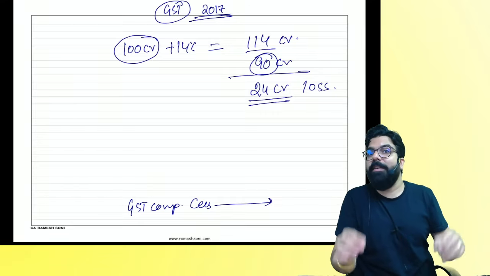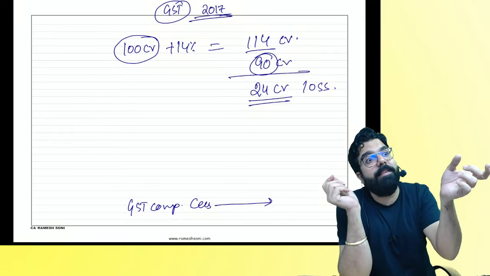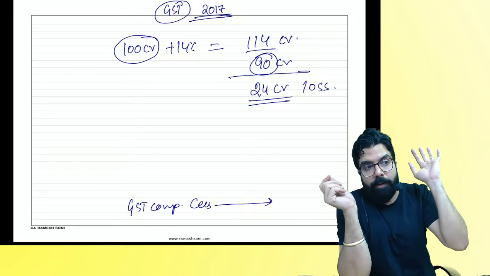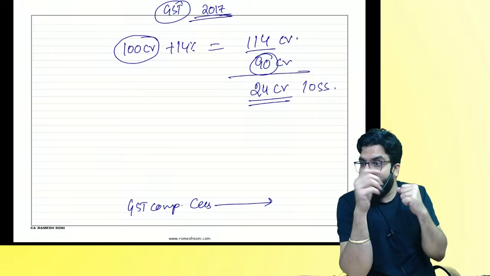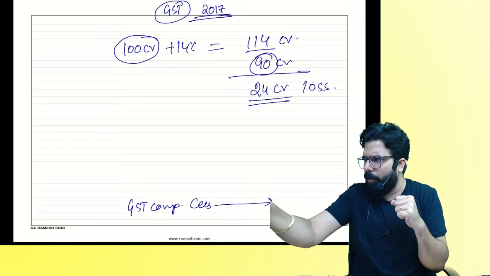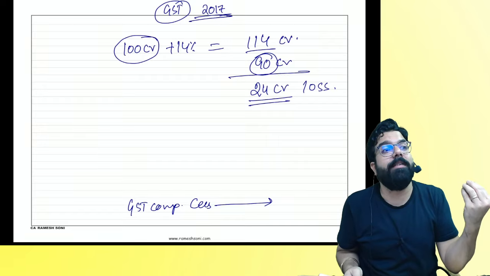People, what is the government charging? CGST, SGST, normal, okay. Along with that, what are they charging additionally? GST compensation cess. They will collect it and say, hey state, you are crying, you have a loss, you take. Are you guys able to understand? And that is GST compensation cess.